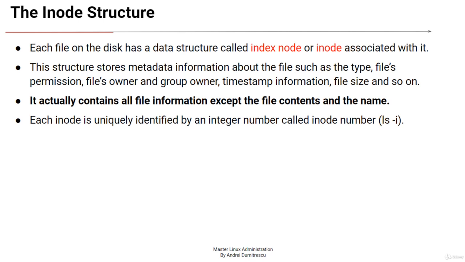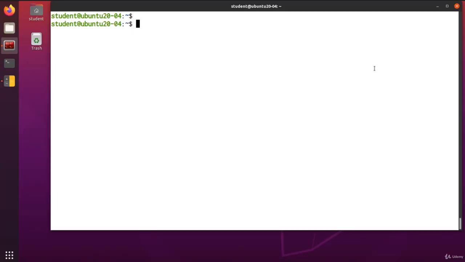In this lecture, we'll discuss inodes and hard links. Each file on disk has a data structure called index node, or inode, associated with it, which is fixed in length. This structure stores metadata information about the file, such as the type, file's permission, file's owner and group, timestamp information, file size, and so on. You can see most of the information stored in a file's inode in the output of ls -l.